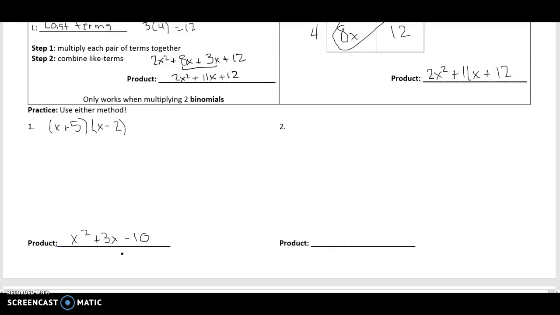Okay? And if you want one more, just a little bit more practice, let's do 3x minus 2 times 2x minus 1. Okay? Give you a chance. Pause, try it out if you want. Please do. It's good practice. You should get 6x squared minus 7x plus 2. Okay? So give those a try.